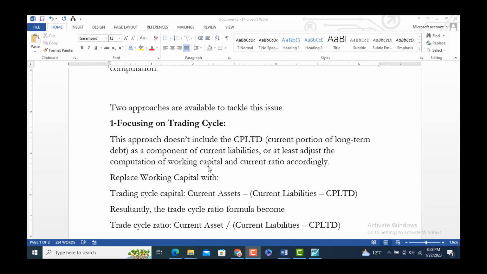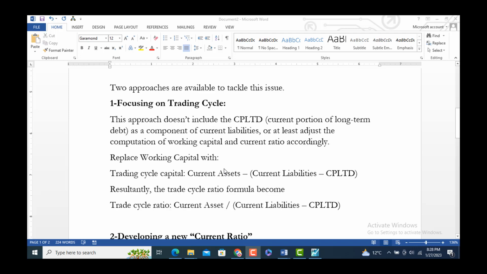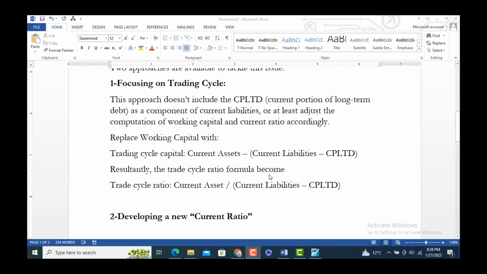So whenever we make an amendment in current liabilities, it not only affects the working capital but it also affects the current ratio. It will replace the working capital if you exclude the portion of CPLTD from the current liabilities, in the form of acquisition trading cycle capital. As a result, on the basis of these amended current liabilities, our current ratio also changes.